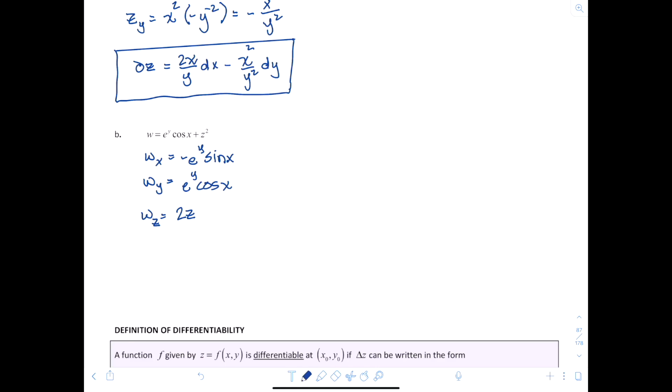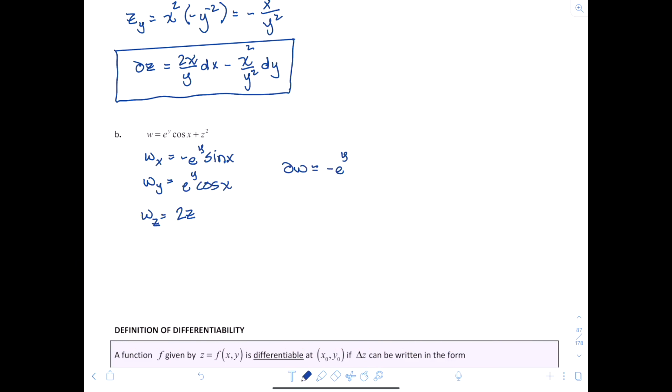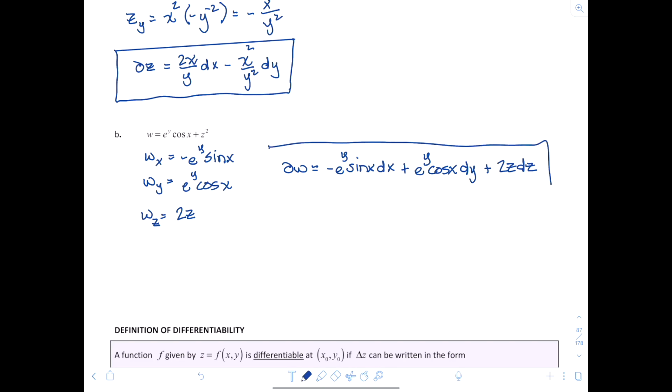Cool so far? So the total differential of w is going to equal negative e to the y times sine of x, and this is just regular dx, okay? And then plus e to the y cosine of x dy, plus 2z dz. Good so far? Awesome. So now, let me box that one up.